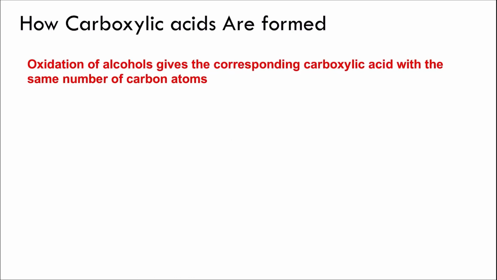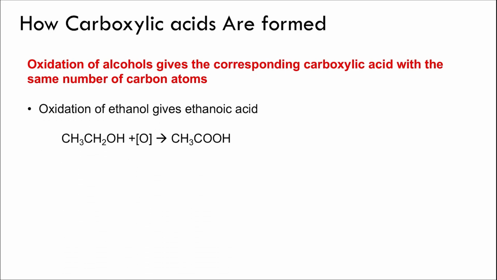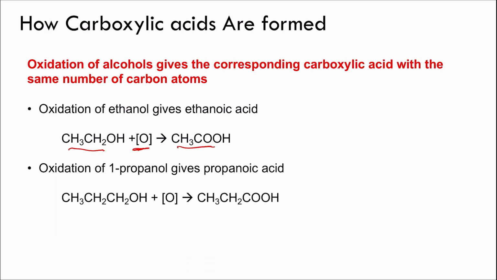Carboxylic acids are formed by the oxidation of alcohols. So alcohols will be oxidized to give you the corresponding carboxylic acid with the same number of carbon atoms. So ethanol can be easily oxidized to give you ethanoic acid, and propanol can be oxidized as well to give you propanoic acid. So the propanol with three carbon atoms would give you propanoic acid with three carbon atoms, including the carbon of the carboxylic acid group.